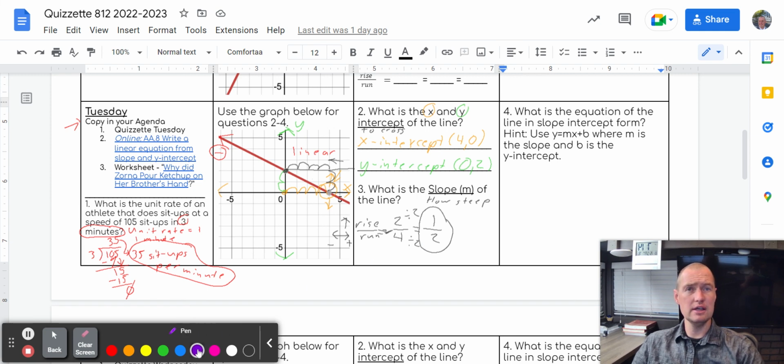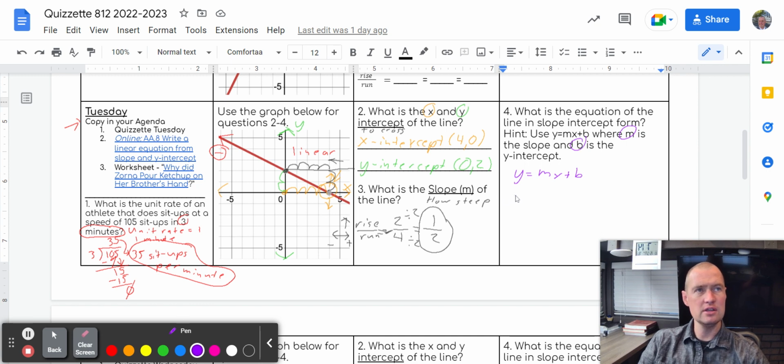All right, last but not least, number 4: what is the equation of the line in slope-intercept form? And as a hint, we're going to use y equals mx plus b, where m is the slope and b is the y-intercept. So your first step is to write down the equation y equals mx plus b. Now, it's giving you a hint because they're looking for m and b to be numbers. So my next step is to leave those blank and fill them in. So y equals blank x plus blank.